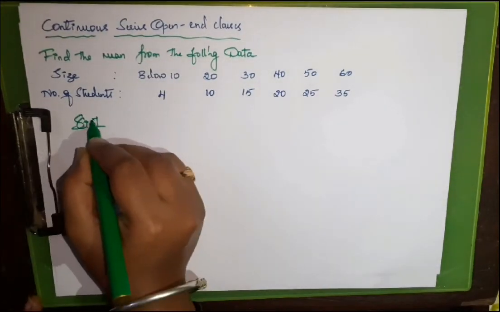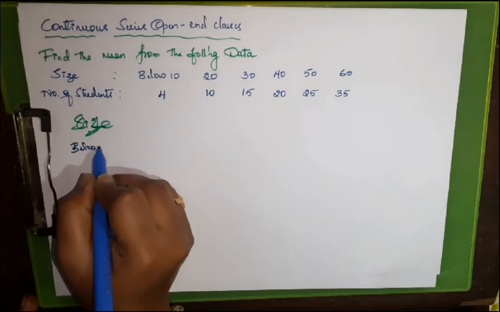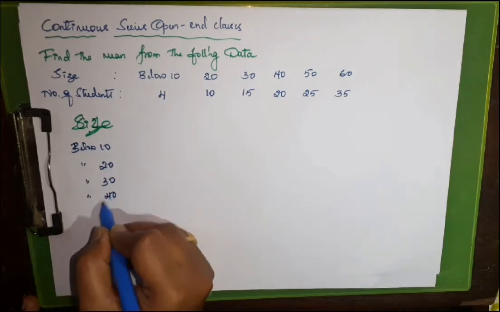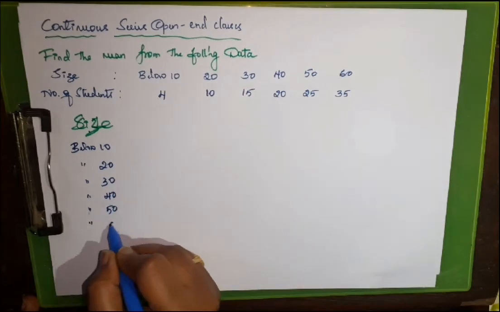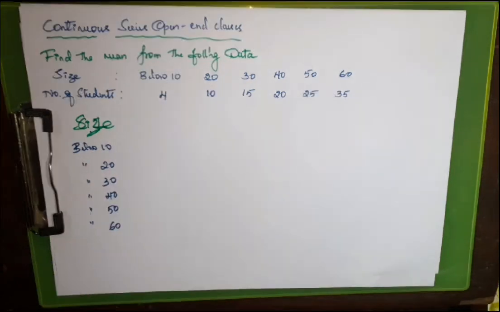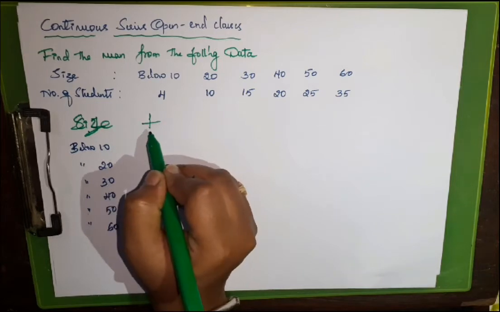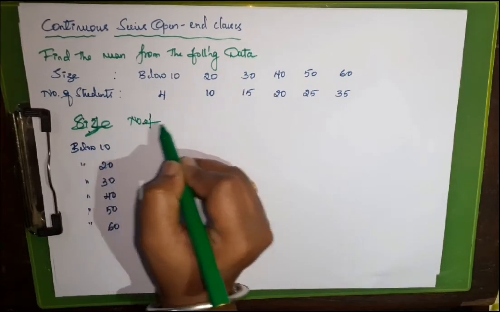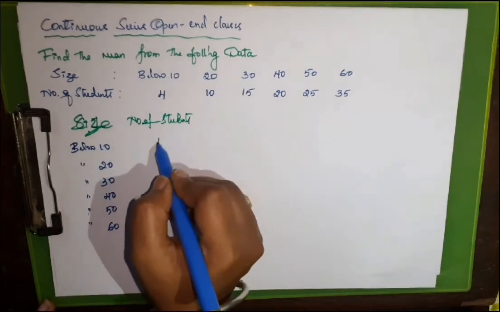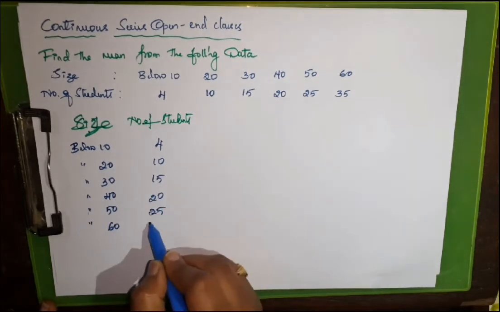Okay, I'll do one thing. I'll write the size as it is. Below 10, 20, 30, 40, 50, 60. So write the frequency. Number of students is nothing but the frequency, right? Okay, or else you write it as number of students only. So we have 4, 10, 15, 20, 25, 35.